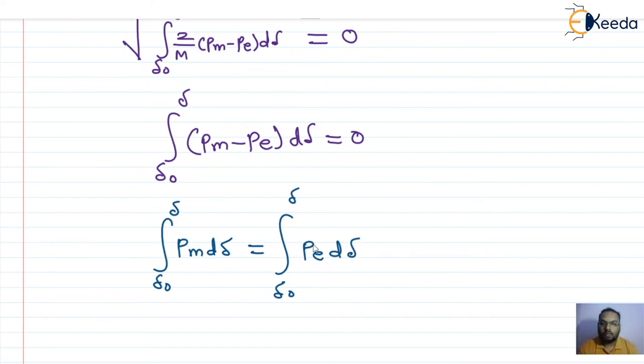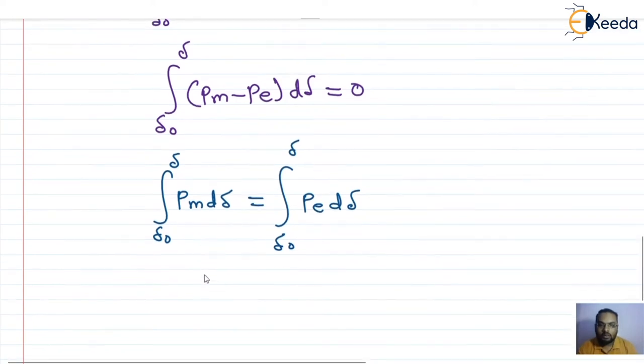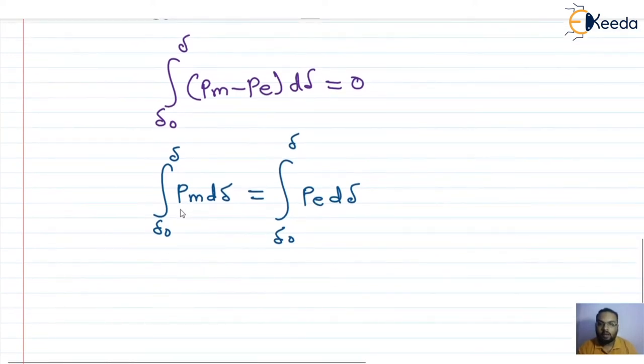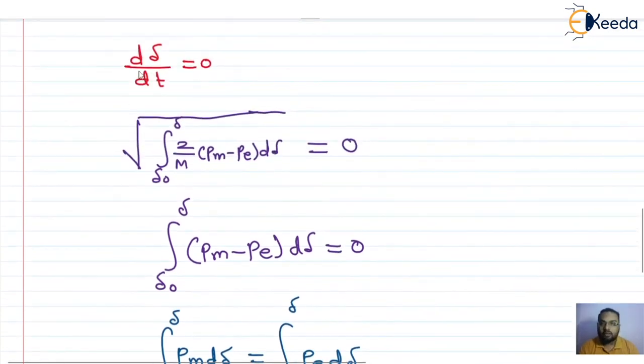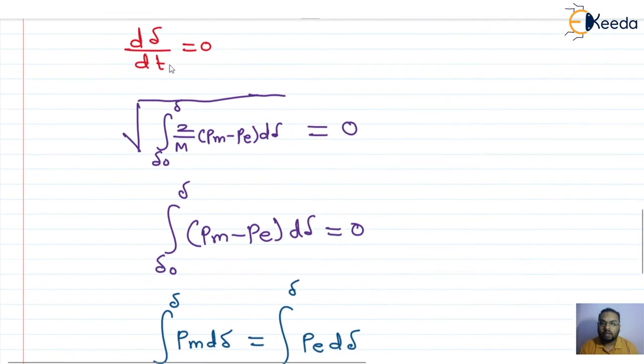Now you see that this one gives the area under the power angle curve, and this also indicates an area under the power angle curve. Now it is Pm and Pe, and it depends upon the disturbances. One will act as the area under acceleration, and the other as the area under deceleration. So what the equal area criterion states is that we get this condition, that the rate of change of rotor angle will be 0.